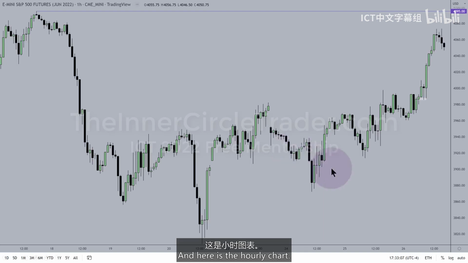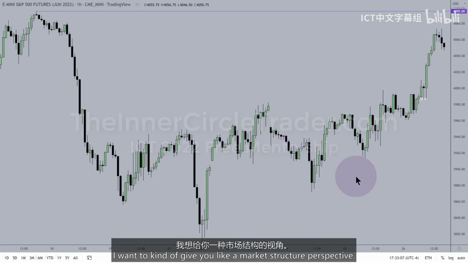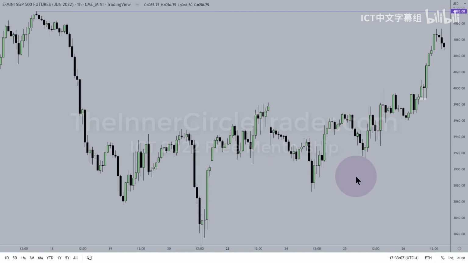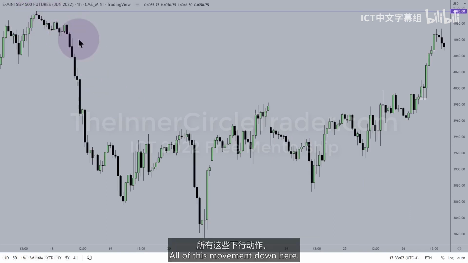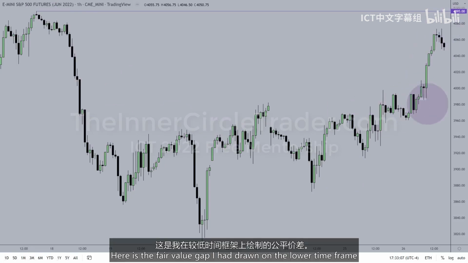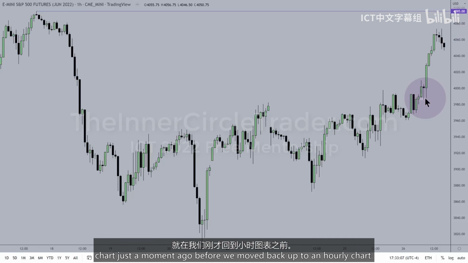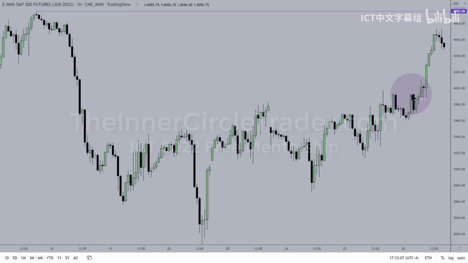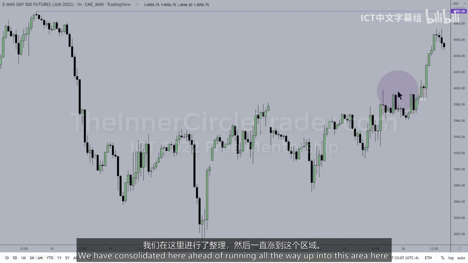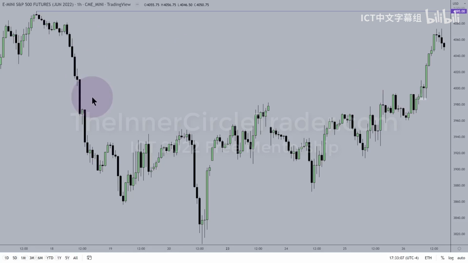And here is the hourly chart. I want to give you a market structure perspective. Here's where it's likely to be drawing to next. All of this movement down here, we completely rebalanced all that. Here is the fair value gap I had drawn on the lower time frame chart just a moment ago before we move back up to an hourly chart. We have consolidated here ahead of running all the way up into this area here.